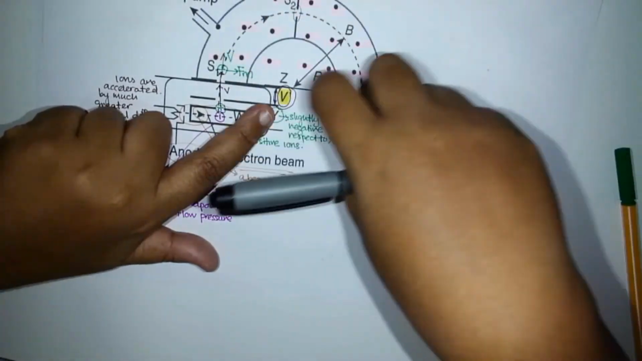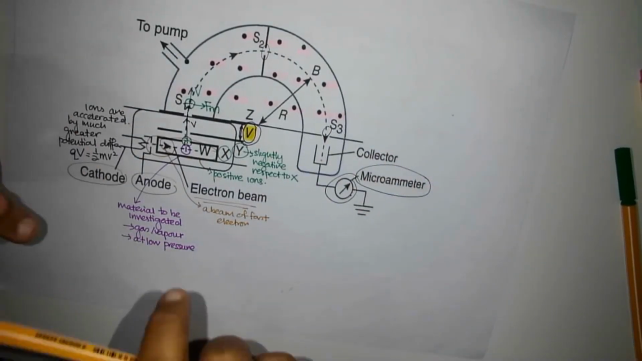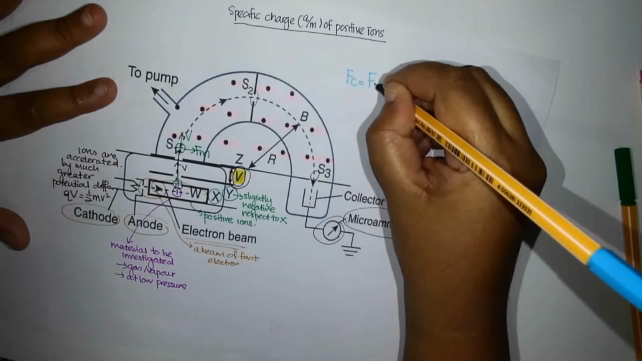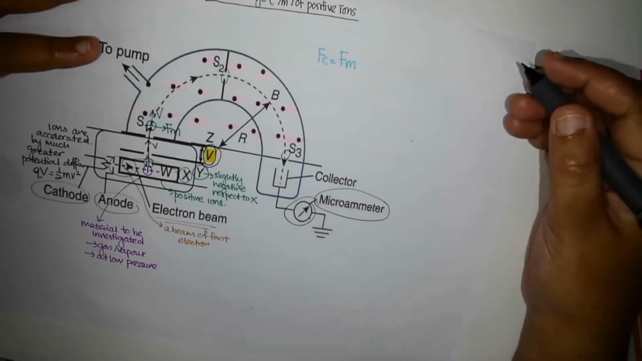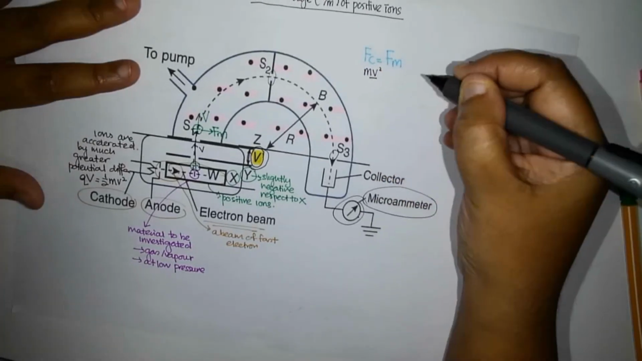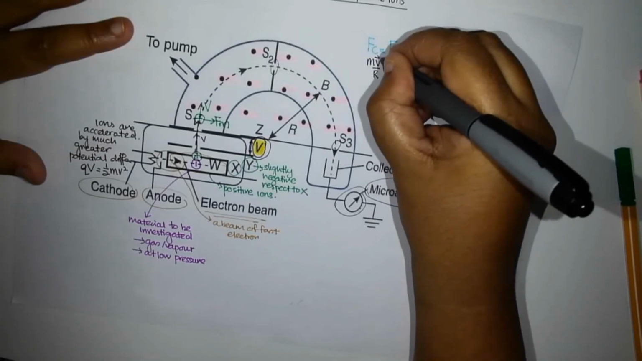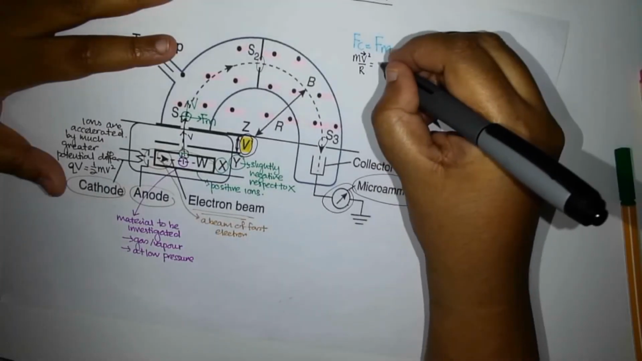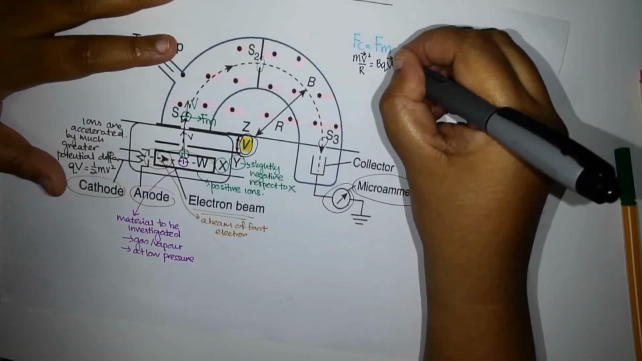Now when it enters this region, the concept will be the magnetic force. It's circular, so the centripetal force Fc will be equal to the magnetic force, Fc equals Fm. I'm going to write here with the black pen. Fc is mv square over R, where I use capital R, and I put a vector on v to show that it is velocity. And Fm is BQv, also a velocity.